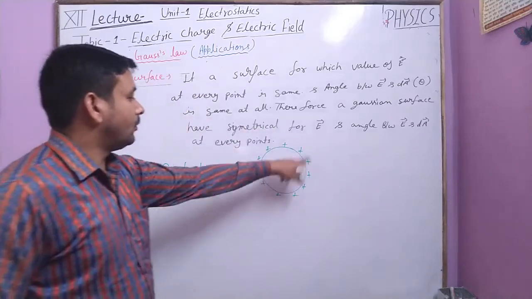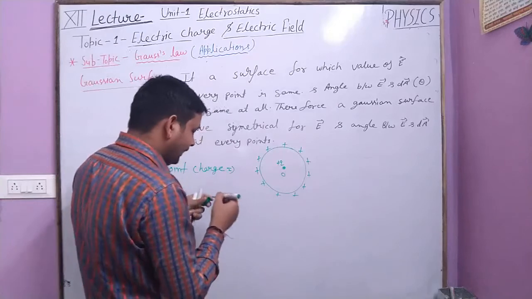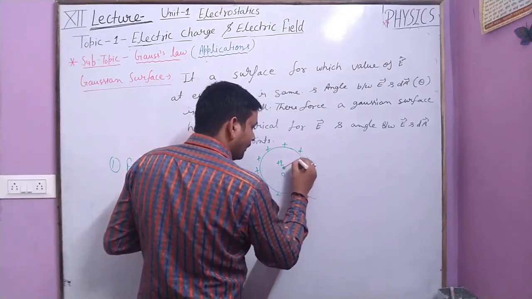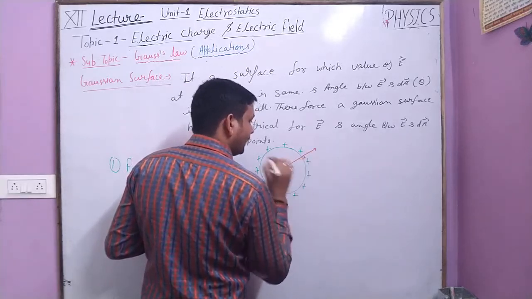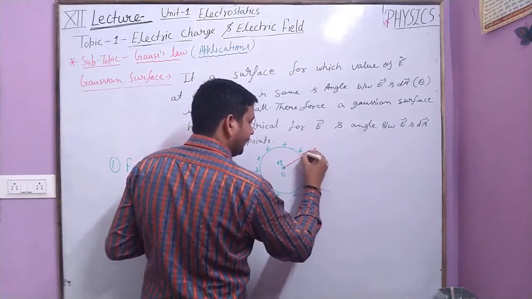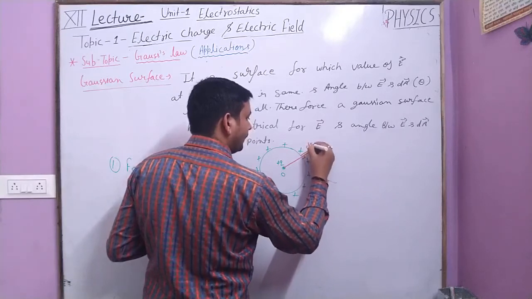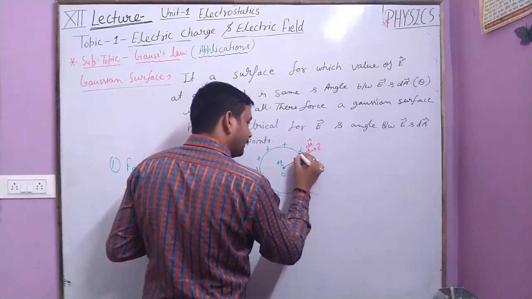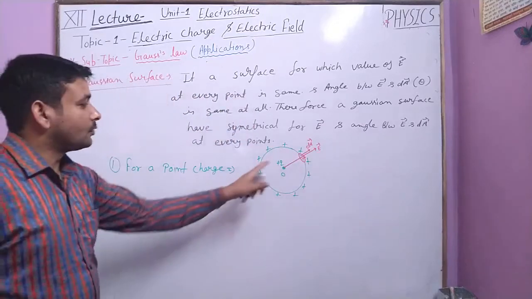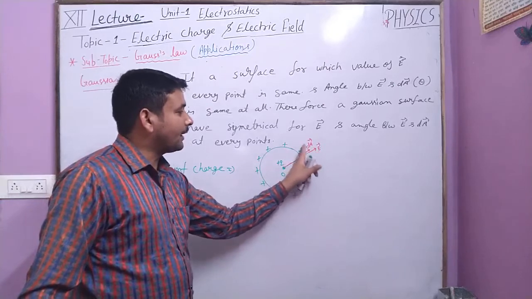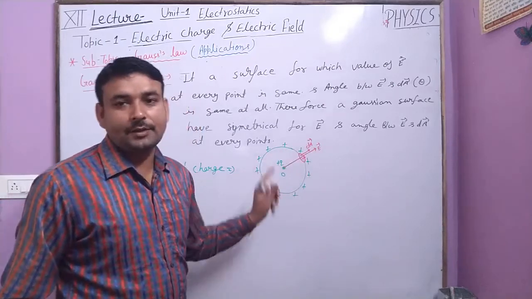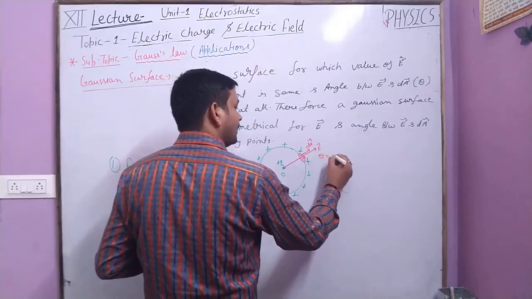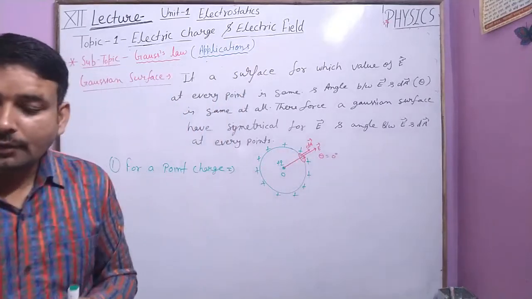Okay, so now you can easily observe here the value of electric field at every point is the same, and for the same point the area vector is dA if we consider this particular surface. So you can find the area vector and electric field are normal to the surface at a single point. Then you can calculate here that theta is equal to 0 degree.